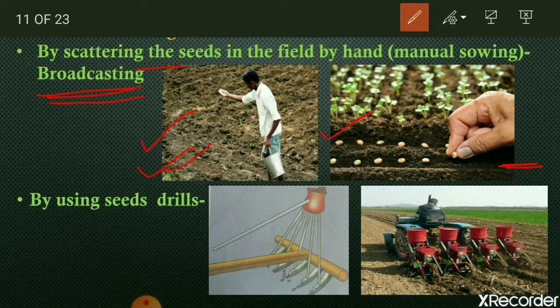Next method is by using seed drills. So what are seed drills? A seed drill is an implement or a tool which consists of 5 to 6 vertical pipes, as you can see in this picture, and it has a funnel at the top. Farmers use this drill by attaching it to a plow, and when we use the seed drill, the seeds are evenly distributed with proper distance, and they reach the right depth also. Now seed drills are driven by tractors. In earlier times they were driven by bulls.